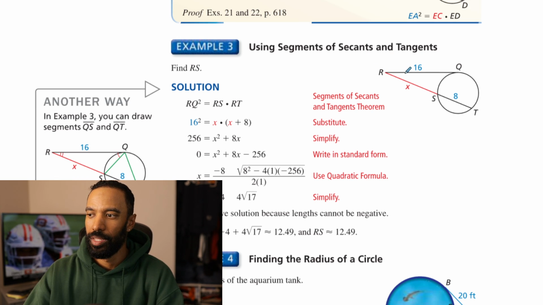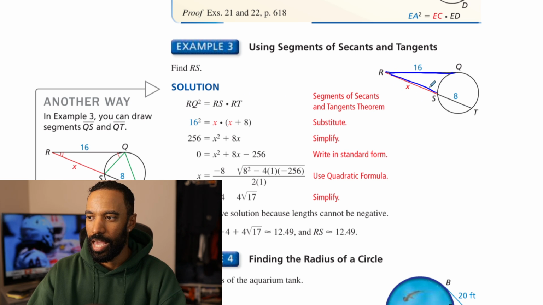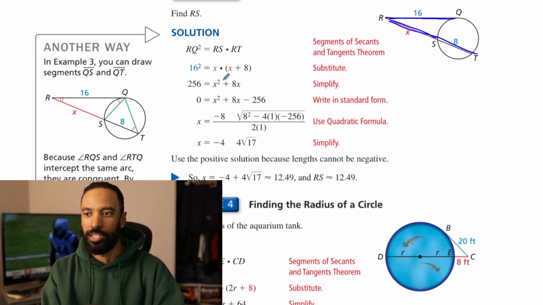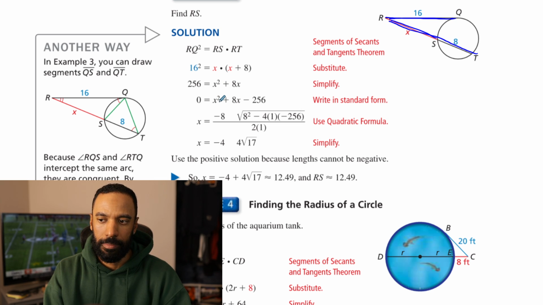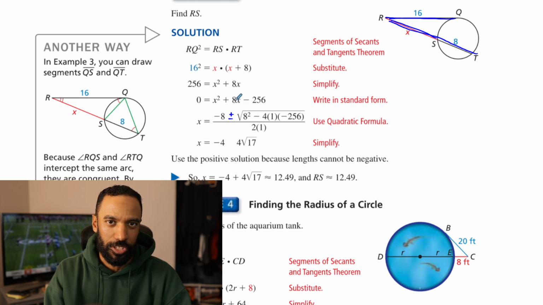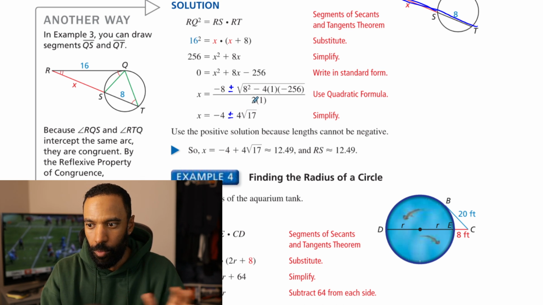So here's an example. Outside times whole, 16 times 16, 16 squared, equals outside x times whole, x plus 8. They distribute. This one's actually quadratic this time. They get x squared plus 8x minus 256. They solve using the quadratic formula. They should have a plus or minus if you remember. I would have probably used completing the square if it wasn't factorable. So their ultimate set that they get is -4 plus or minus 4 root 17.